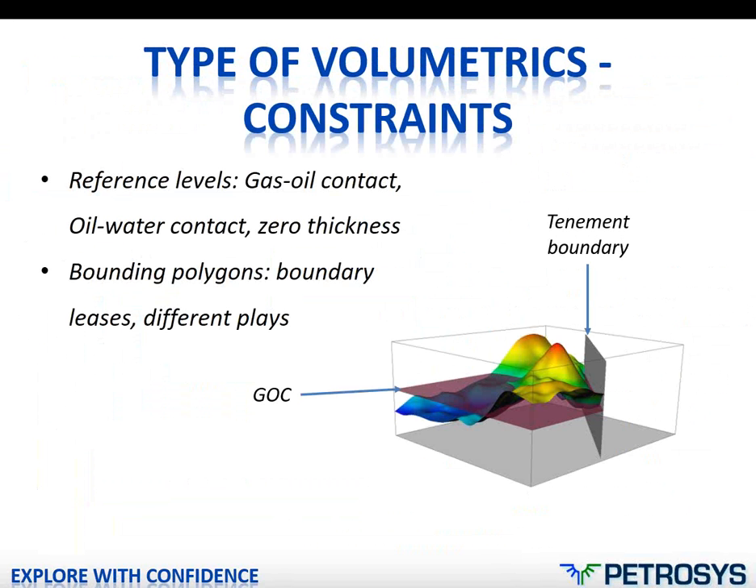Bounding polygons are polygons that we use to, for example, reflect the boundary of leases, or to just constrain different places.